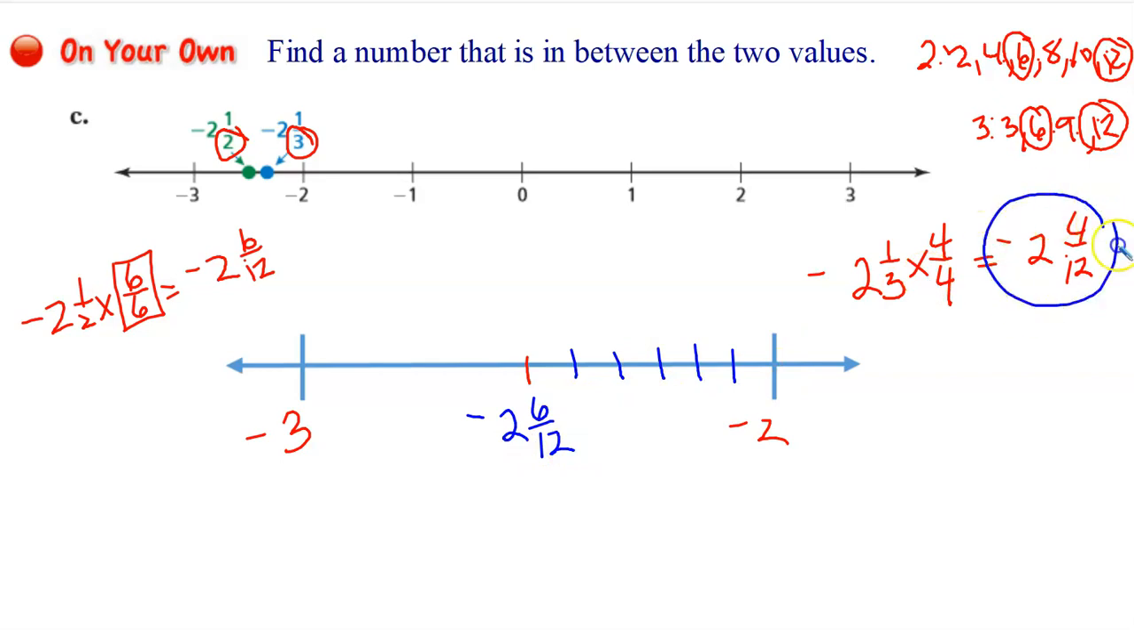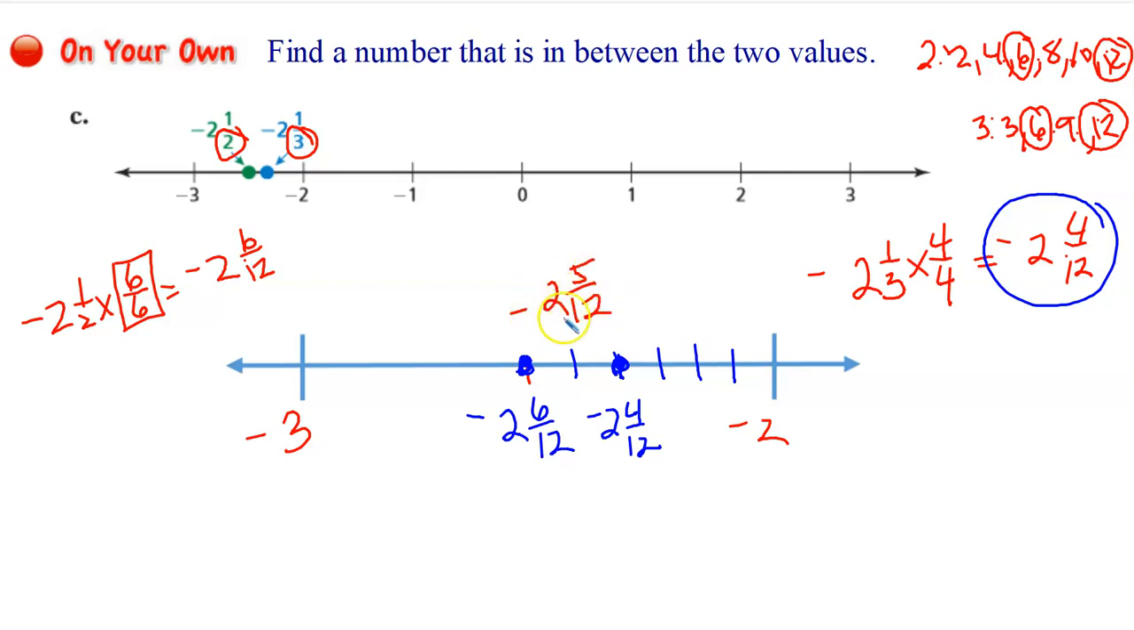So if I'm trying to find negative 2 4/12, here's the 6/12, the 5/12, the 4/12 is here. So right here is negative 2 4/12. Okay, so can you see, here's my negative 2 4/12, here's my negative 2 6/12. I have exactly one fraction that's in between, and that is negative 2 5/12.